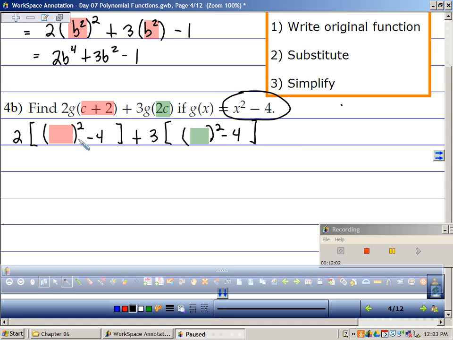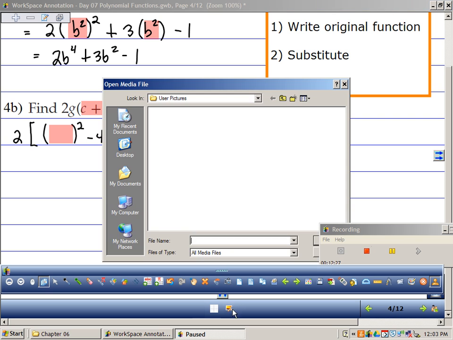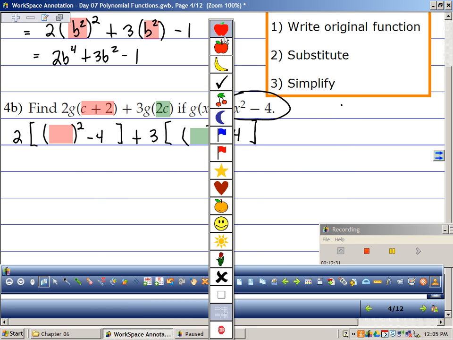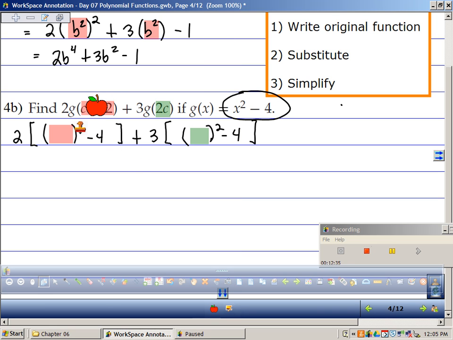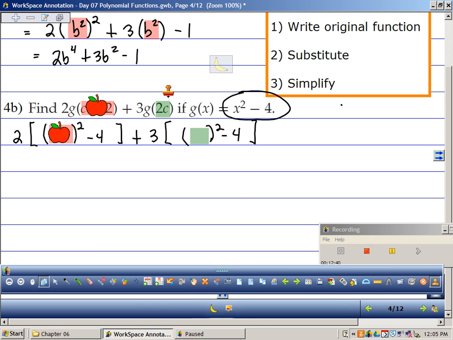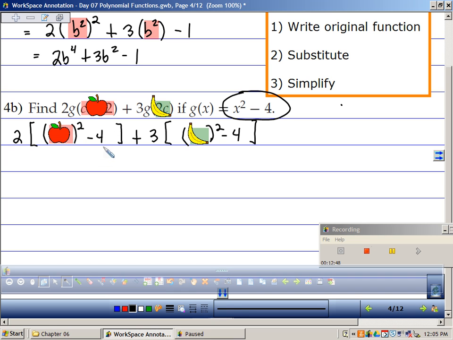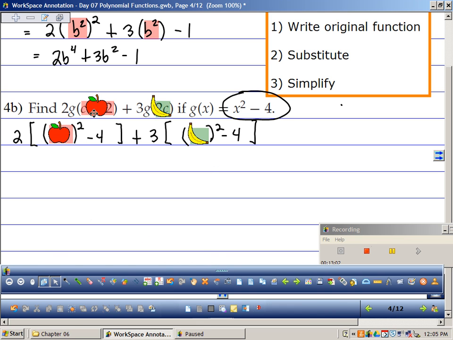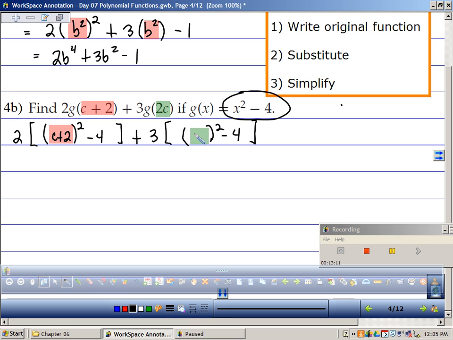Well, this first g function only functions when I know that I have c plus 2. And this one only functions when I have 2c. I feel it's necessary to use apples and bananas. Do you see what I'm saying? You got 2 functions. 2 times this function and 3 times this function. So all you do is take and put it inside of the function. All right, get rid of my apples and bananas. I'm going to put c plus 2 in here. I'm going to put 2c in here.